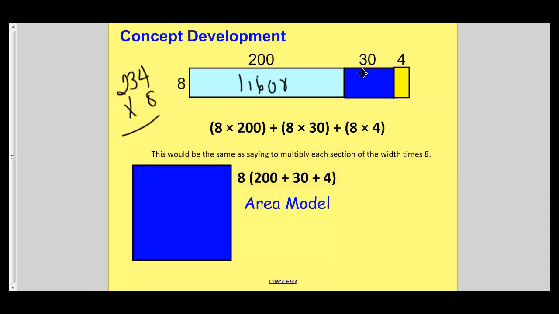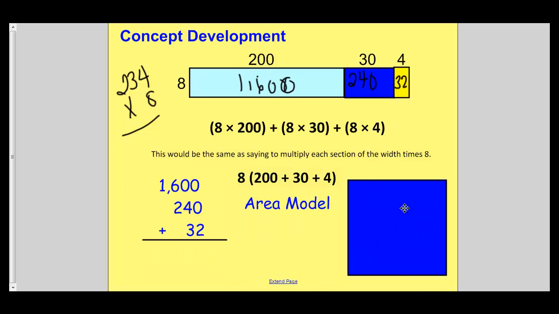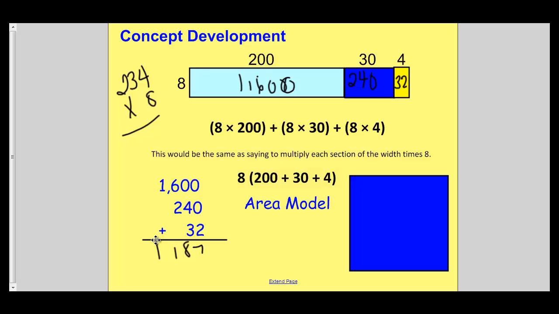So we know that this is 1,600. And if I had 3 tens times 8, that would be 24 tens. And then 4 times 8 would be 32. So now all you'd have to do is add all of these numbers together, and you could get the product of 234 times 8. So it's like 8 times 200, which is the first rectangle, 8 times 30, and 8 times 4. So if we added all that together, we get 1,872.